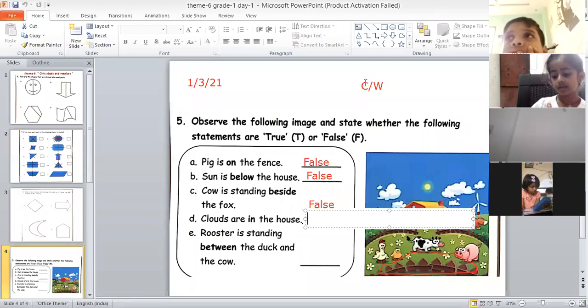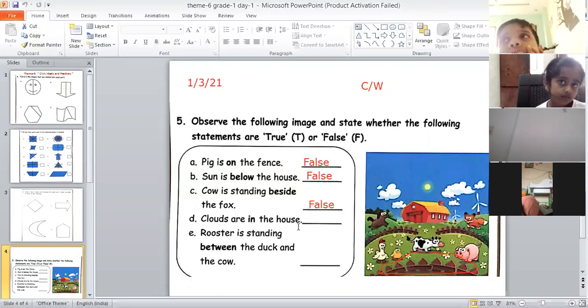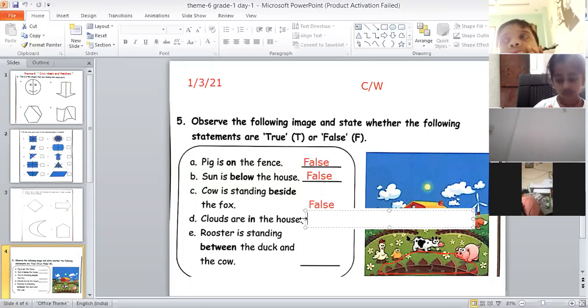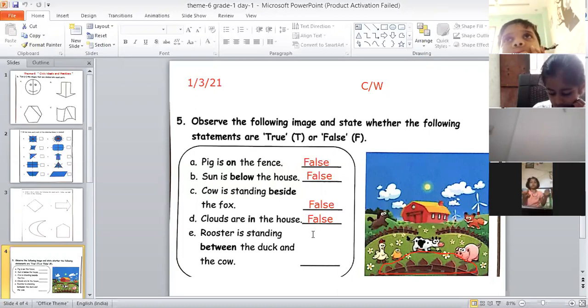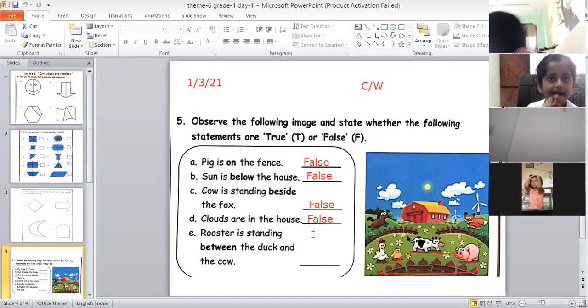In means inside. Okay. Now Arhan, you tell me, clouds are in the house. Clouds are inside the house. Yes, clouds are not in the house. In means inside. I repeat, like your mother is keeping your clothes in the almirah. You all are keeping your books and notebooks in the bag. You are keeping your pencil, eraser and sharpener in the pencil box. In means when you are keeping something inside. Okay, that's correct.